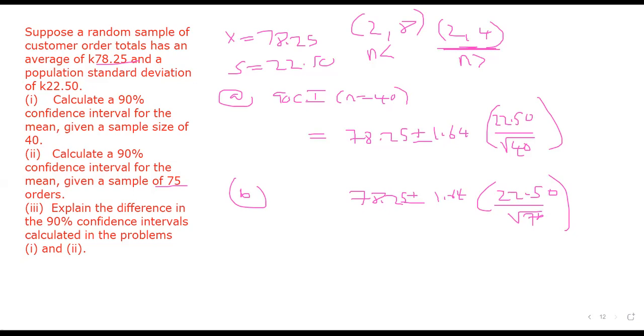We understand that a smaller sample size has a larger standard error, meaning there's a wider confidence interval. And the bigger sample size has a narrower one. So these two things will distinguish your sample size. This is the explanation they want you to understand.